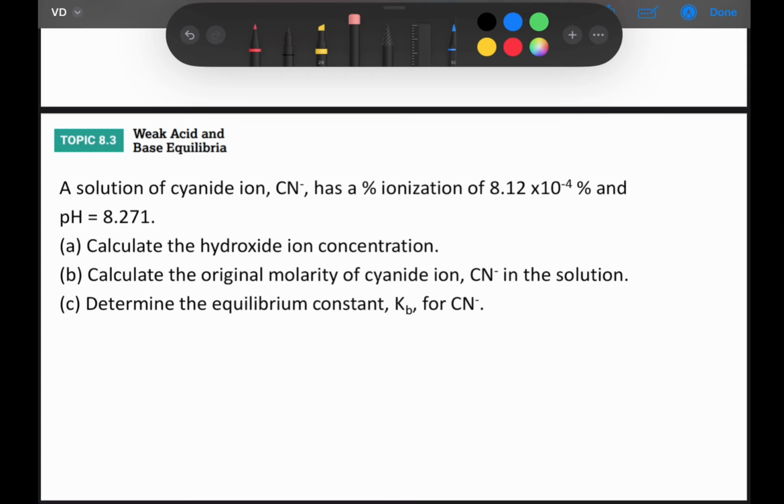The question says, a solution of cyanide has an ionization percentage of, and a pH of 8.2. First of all, you have to use common sense: the pH here is greater than 7, so it is basic, which means I'm going to deal with Kb and OH-, etc. The first part of the question says calculate the hydroxide ion concentration. The target is to calculate the OH negative.